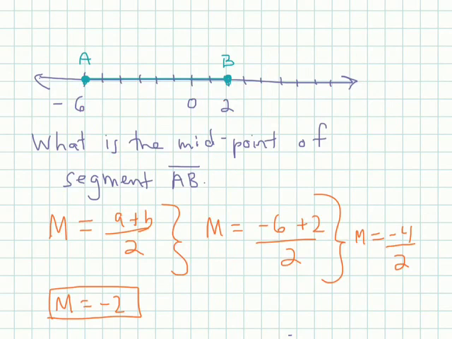And let's go ahead and graph that. So here's 0, -1, -2. You can see that this is the middle of A and B. Again, you can count, there's 1, 2, 3, 4 spaces from there, and 1, 2, 3, 4 spaces from there. So our midpoint is -2.